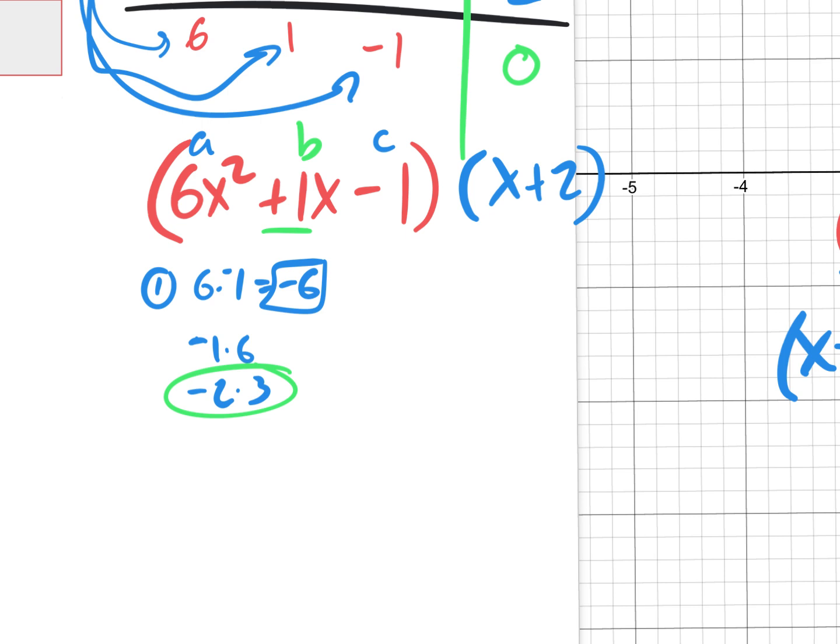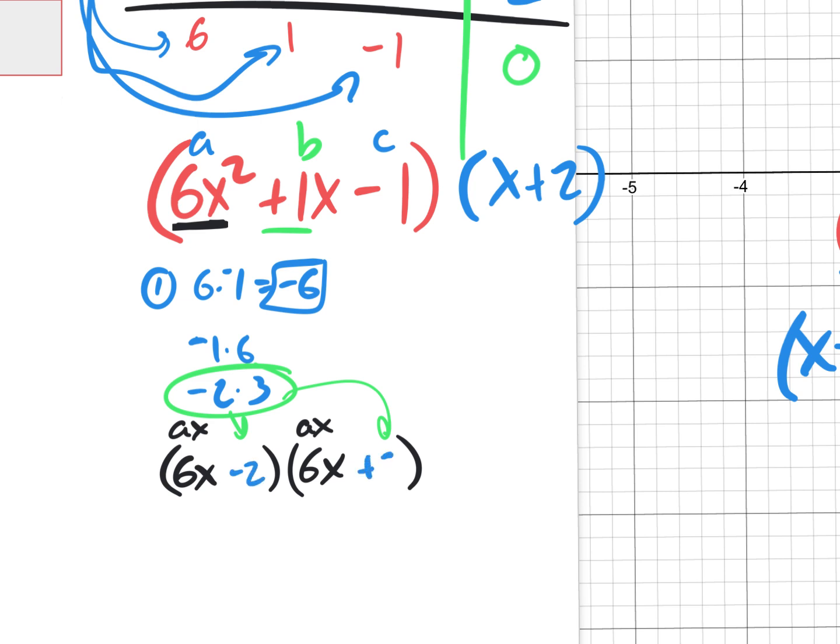And what do we do from there? You write your factor form answer format with the ax as the first part of your binomial on both. And right here, your ax is 6x. And what do we do with those blank spots? You put in the pair of numbers from step 2 right there and right there. So you're going to have a -2 right there and a +3 right there.